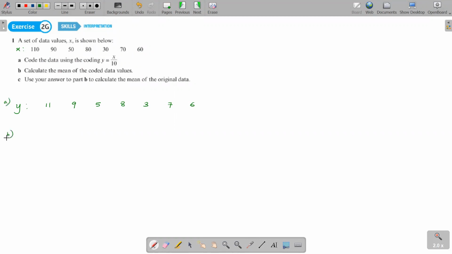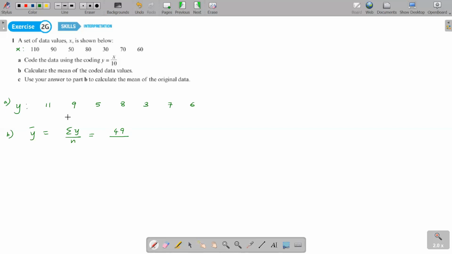Part b, calculate the mean of the coded data values. How do you find the mean? y bar is equal to sigma y over n. Guys, can you add everything? 11 plus 9 plus 5 plus 8 plus 3 plus 7 plus 6. How much?